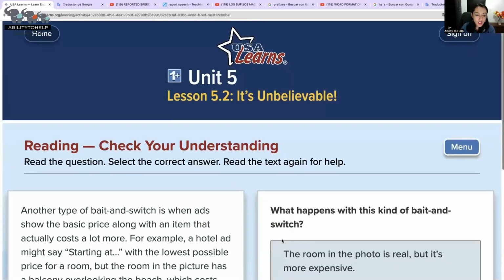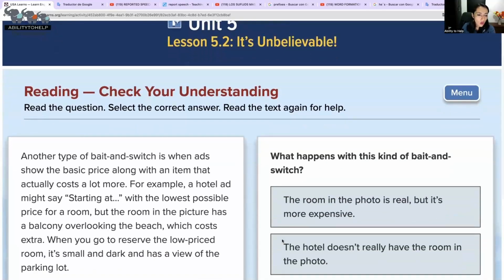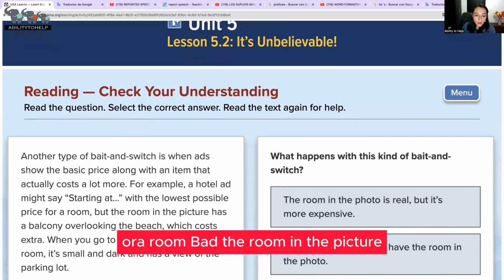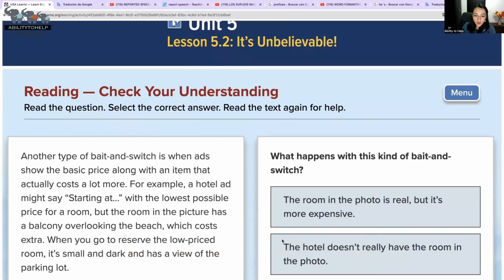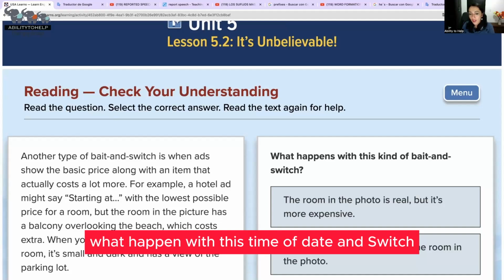Another type of bait and switch is when ads show the basic price along with an item that actually costs a lot more. For example, a hotel ad might say "starting at" with the lowest possible price for a room, but the room in the picture has a balcony overlooking the beach, which costs extra. When you go to reserve the low price room, it's small and dark and has a view of the parking lot. What happened with this kind of bait and switch?